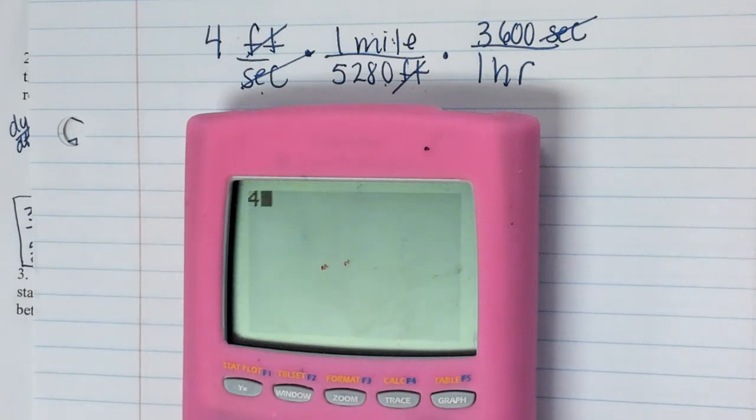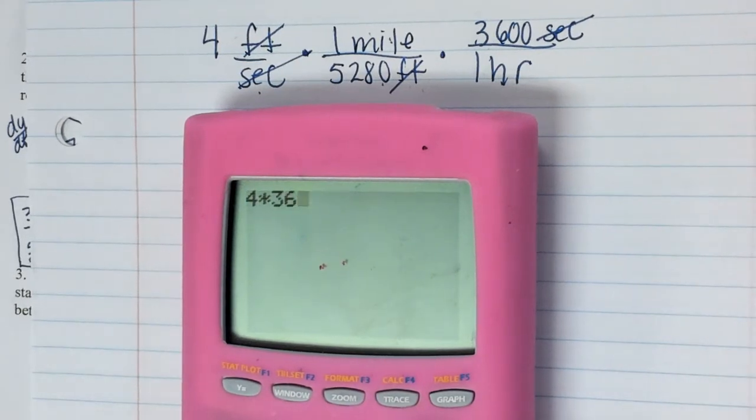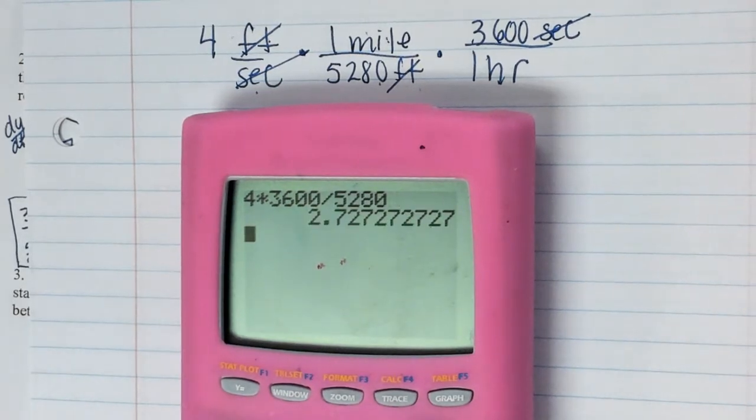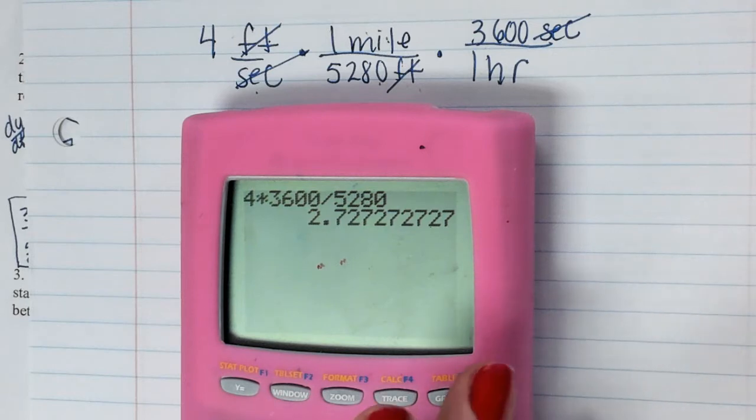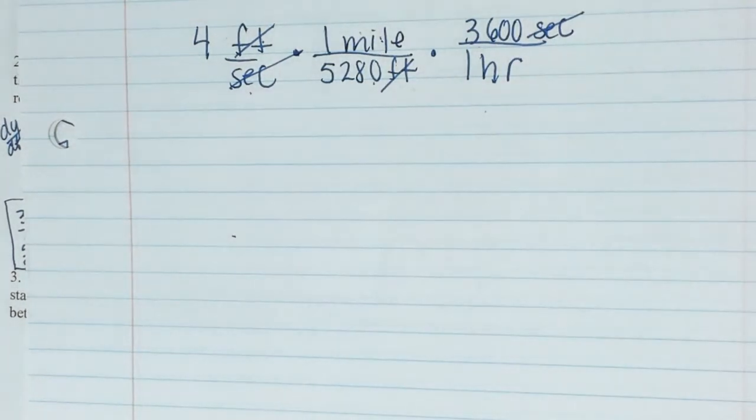So another name for that speed that they gave us, it sounds fast, 4 feet per second, but actually when we figure it out, it's only like 2.7 miles per hour. It's really slow. So if somebody says, oh, I can run 4 feet per second, yeah, that's not fast, actually.